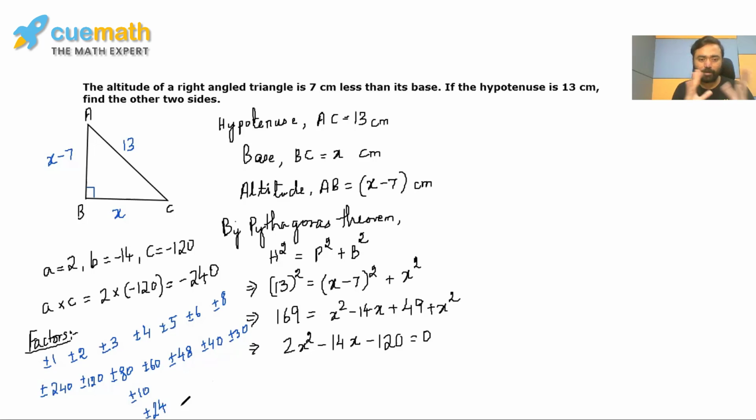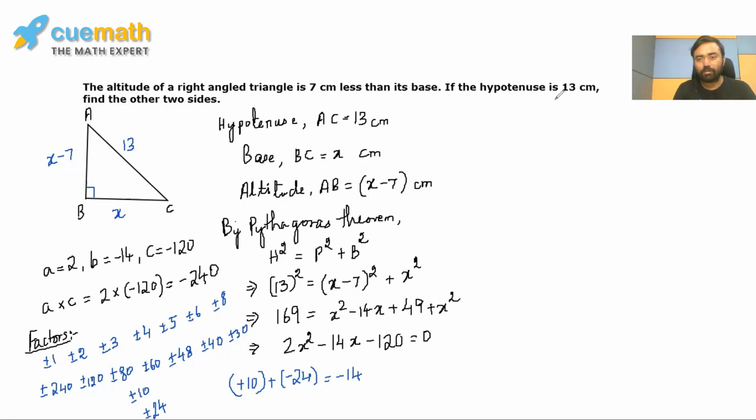So if we look at these different combinations of numbers, there is only one combination which is going to give us this value of b. That particular combination can be split into two terms which give us negative 14. So if we consider the values plus 10 and negative 24, and we add plus 10 to negative 24, we get negative 14. So these are the two values which satisfy this particular quadratic equation.